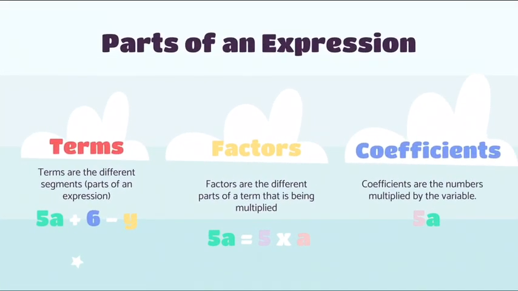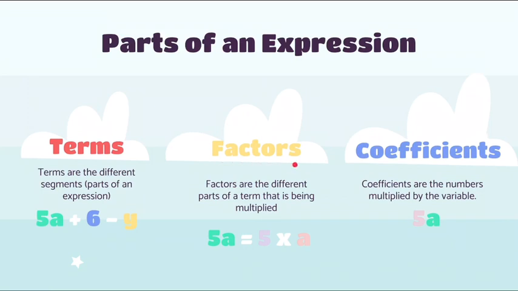Parts of an expression. Expressions include several different parts, and the first one is terms. Terms are the different segments or parts of the expression. You see how this expression is broken down in 3 parts, separated by the plus and minus sign? The terms in this expression are 5a, 6, and y.